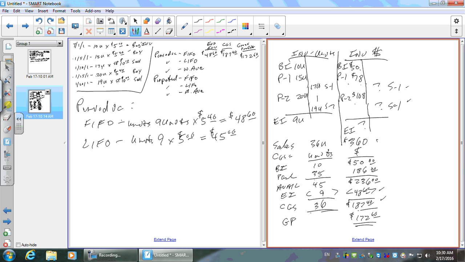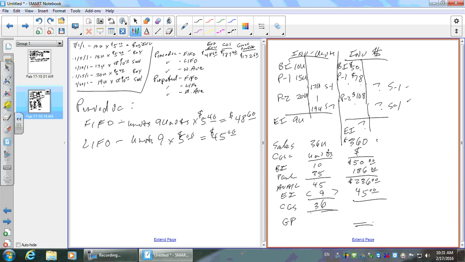Good. All right. So now what do we want to do? Let's take that information. What do we know, guys? We now know ending inventory, which is going to give us cost of goods sold and going to give us gross profit. Does everybody agree with that? What's ending inventory? 9 units at what? 5 each. It's $45. Got it.